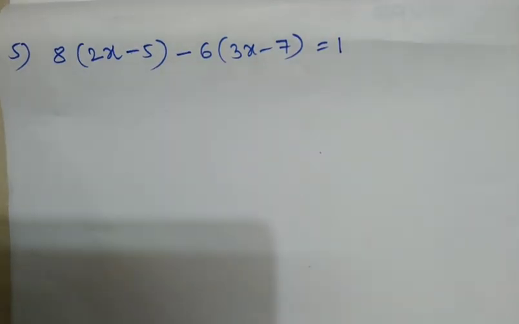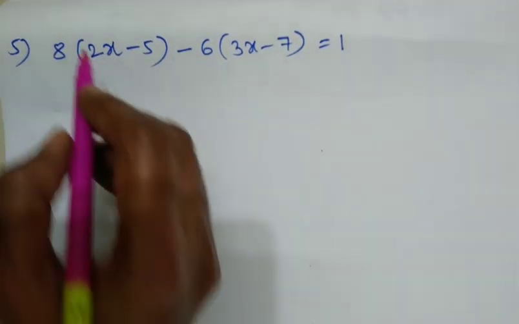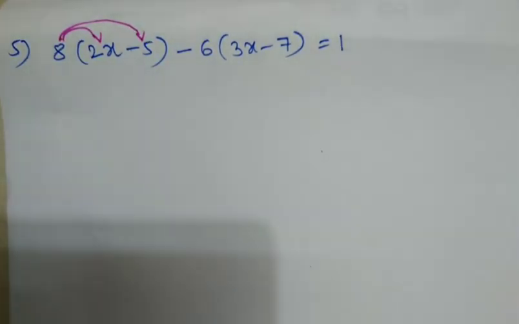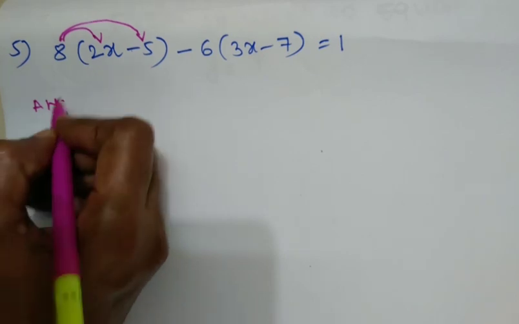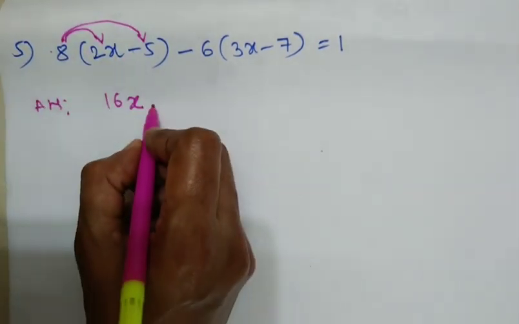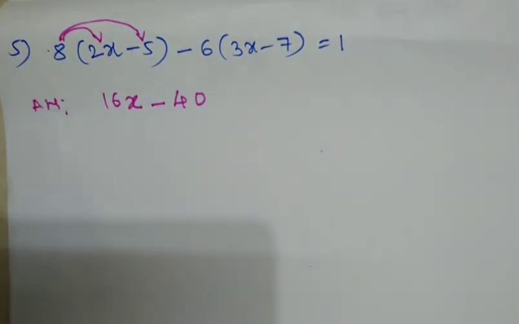Okay, let us discuss one more example. That is 8 into bracket 2x minus 5 bracket complete, minus 6 into bracket 3x minus 7, is equal to 1. So what do you have to do? You have to multiply both the terms by 8, then again by minus 5 by 8. First we will simplify this bracket. Now 8 twos are 16x. Plus into minus is minus. 8 fives are 40.